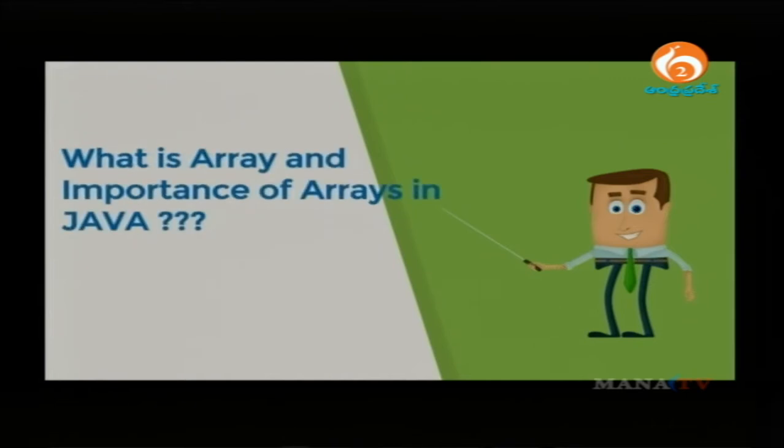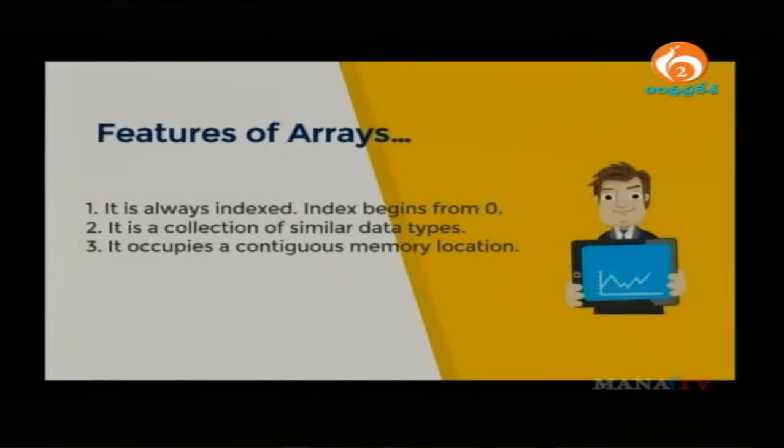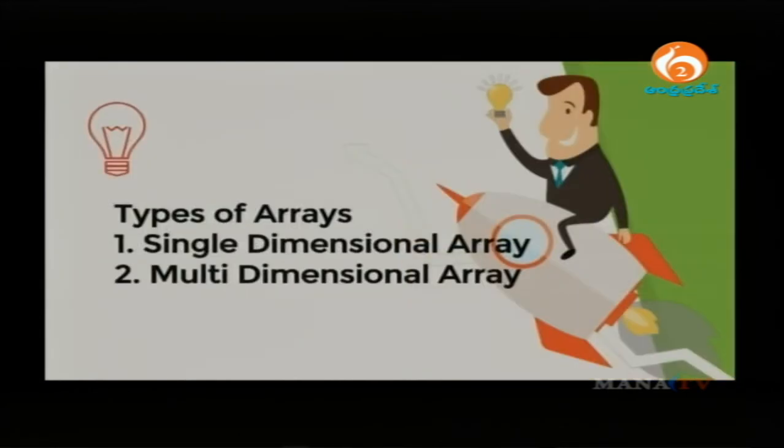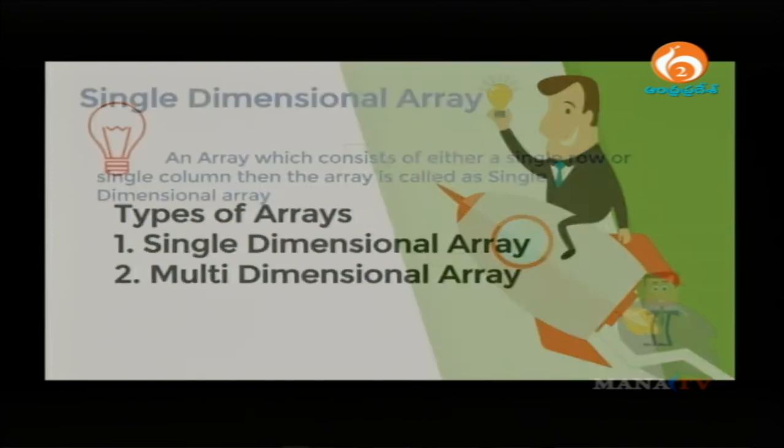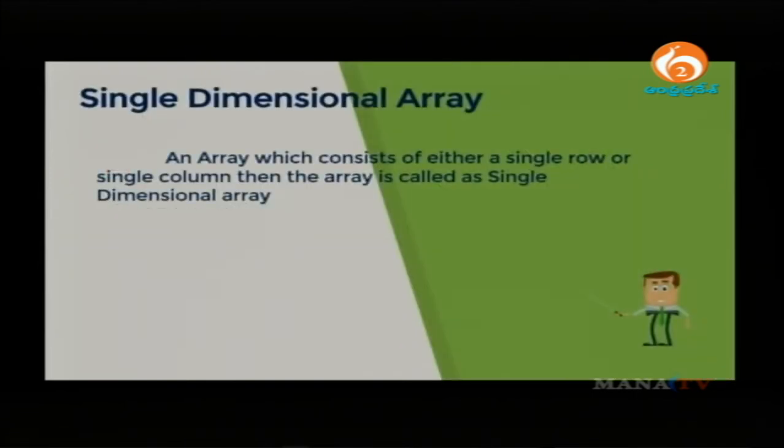What exactly have we been learning about? When it comes to types of arrays, we have two types: one is the single dimensional array and the second is the multi-dimensional array. An array which consists of either a single row or a single column is called a single dimensional array.